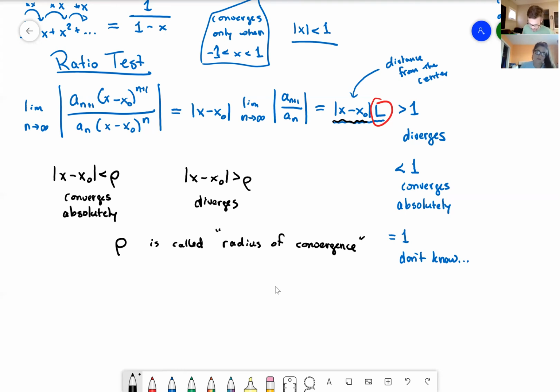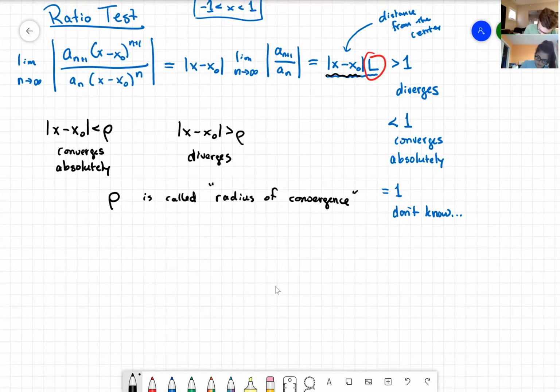So that's how far we can get away from the center. It always converges at the center because we've got that A0 and then a bunch of zeros. But as we move out, things may act differently. Okay, now this gives us some interval.